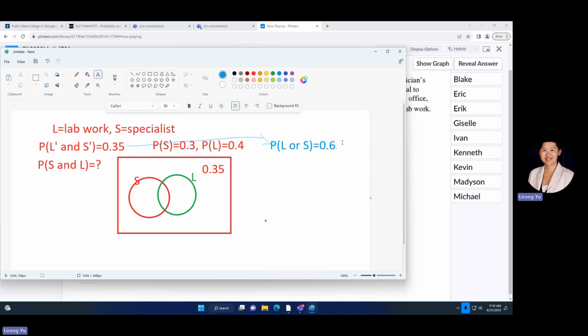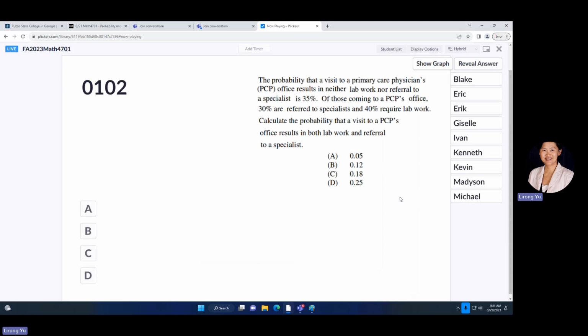Having all this information ready, you can see that this portion is 0.65 because the outside is 0.35. But then this portion is 0.3 and this portion is 0.4. If you add 0.3 and 0.4, it will be 0.7, but in fact it's 0.65. What happened to the other 0.05? Right, it will be both. So the answer to the question is 0.05. I hope I explained it enough so it won't be difficult to find out.